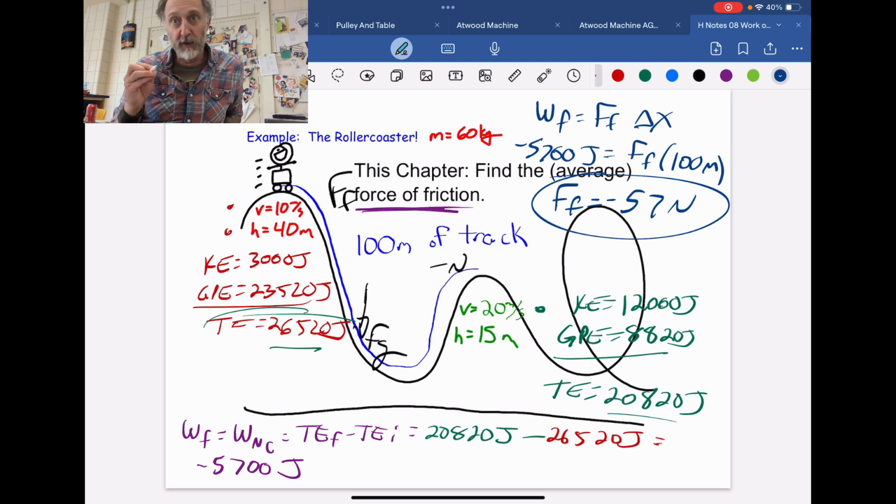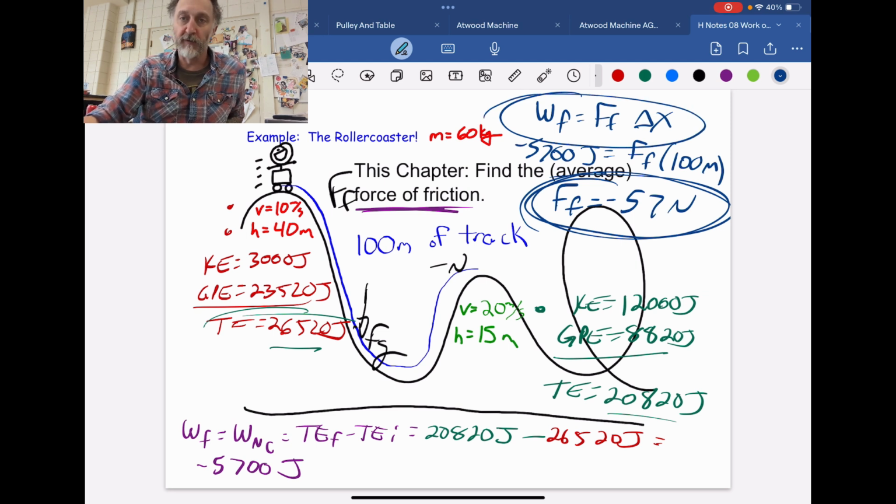It is worth noting, though, on this one, because the track is curved, that means your normal force is always changing, which means your friction force is always changing. So this is actually just an average force of friction, all right? Usually we only use work equals force times displacement if your force is constant, okay? And honestly, other than this one example, our force always will be constant.